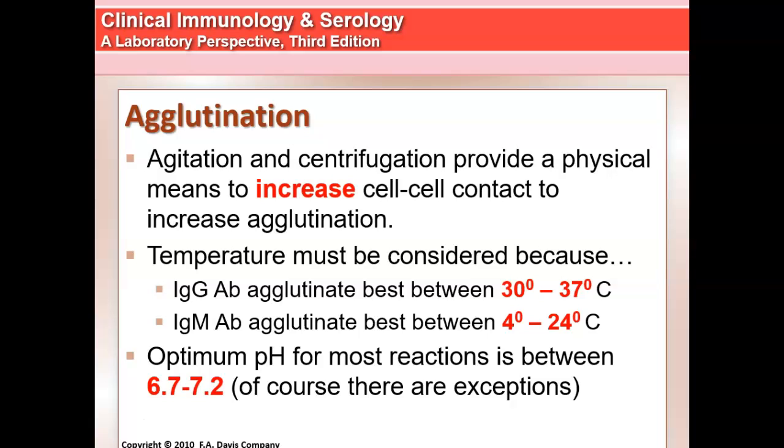Now, we just said that we know body temperature is 37 degrees Celsius, so 30 to 37, that's pretty warm. But 4 degrees to 24 degrees Celsius, 4 degrees Celsius should be the temperature of your refrigerator at home. So those give you a point of reference. Optimum pH for most reactions is between 6.7 to 7.2, and of course, there are exceptions.